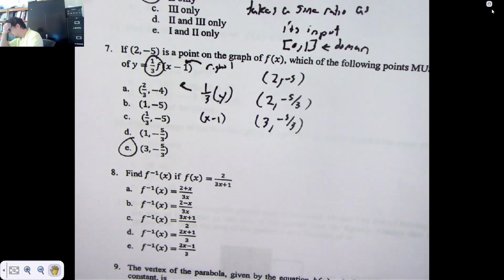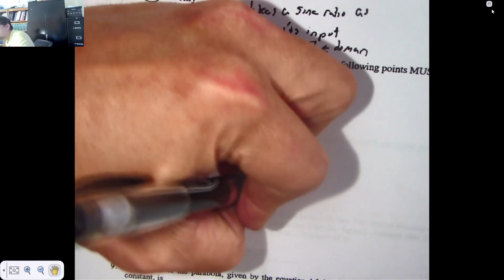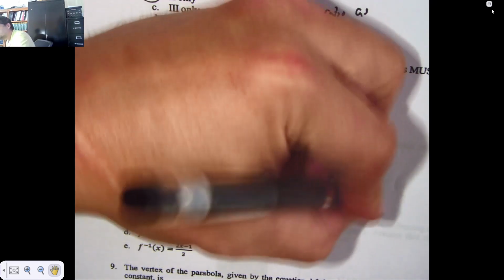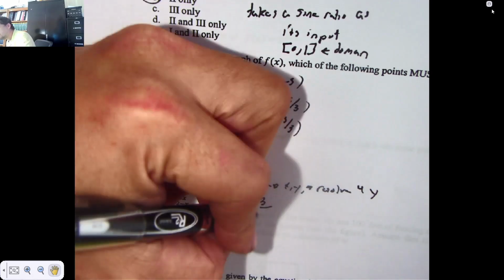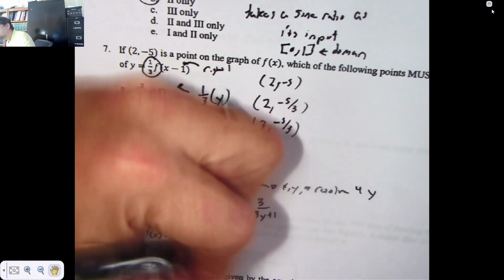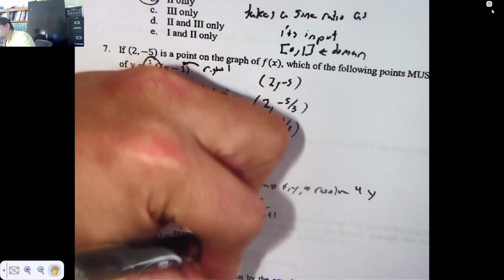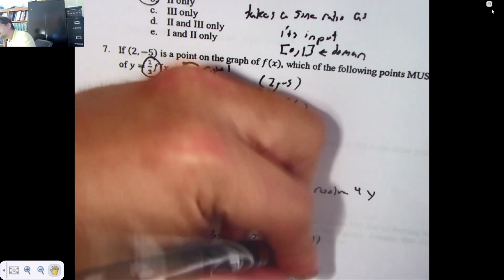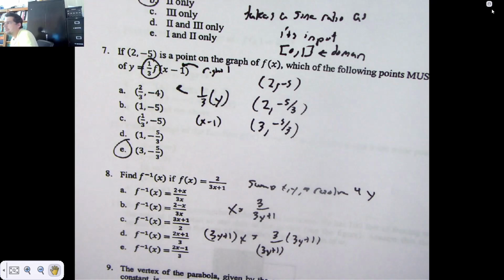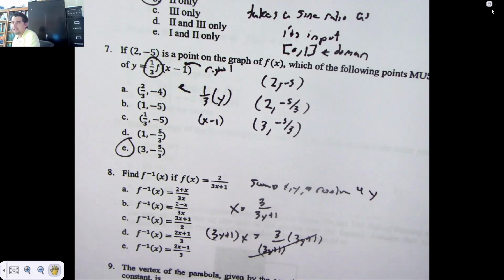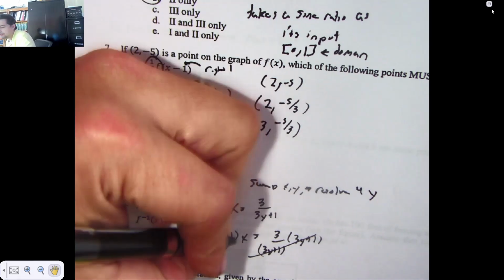Number 8, find the inverse function. And again, to write an inverse, we swap x and y, and then we resolve for y. So this f of x will become an x, and that x will become a y. We'll multiply by 3y plus 1 on both sides. I know a lot of kids just get bothered by that. The reason we do it is because of the outcome. That's what we do. Probably distribute.